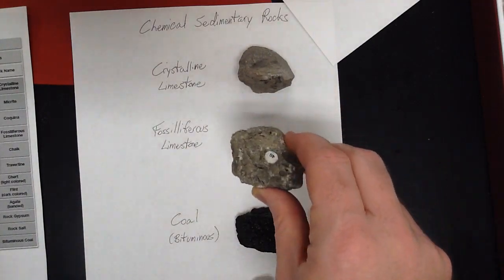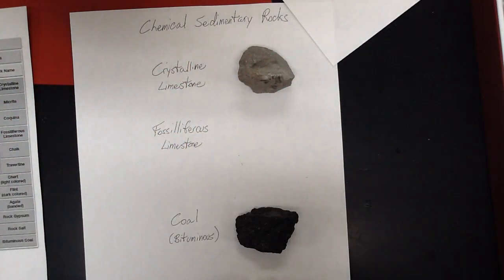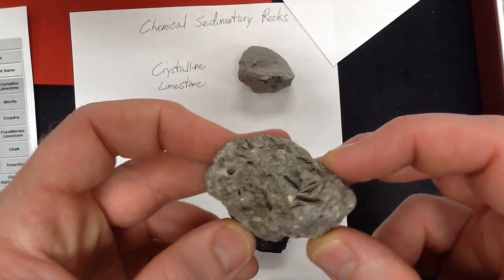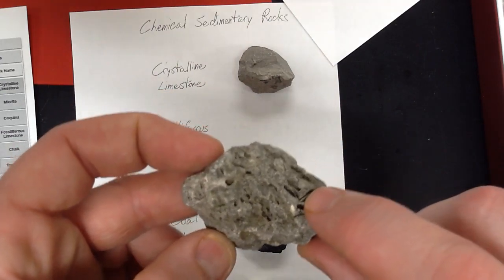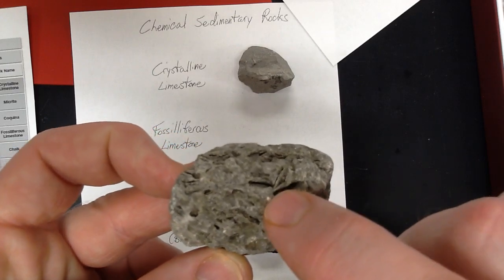So here is your next type of limestone. This is going to be fossiliferous. Looking at this, to be honest, I don't know that you can see a lot of fossils in here. But what you can see are holes, and they're not just regular holes. Like, see that one here? That's a nice flat hole.